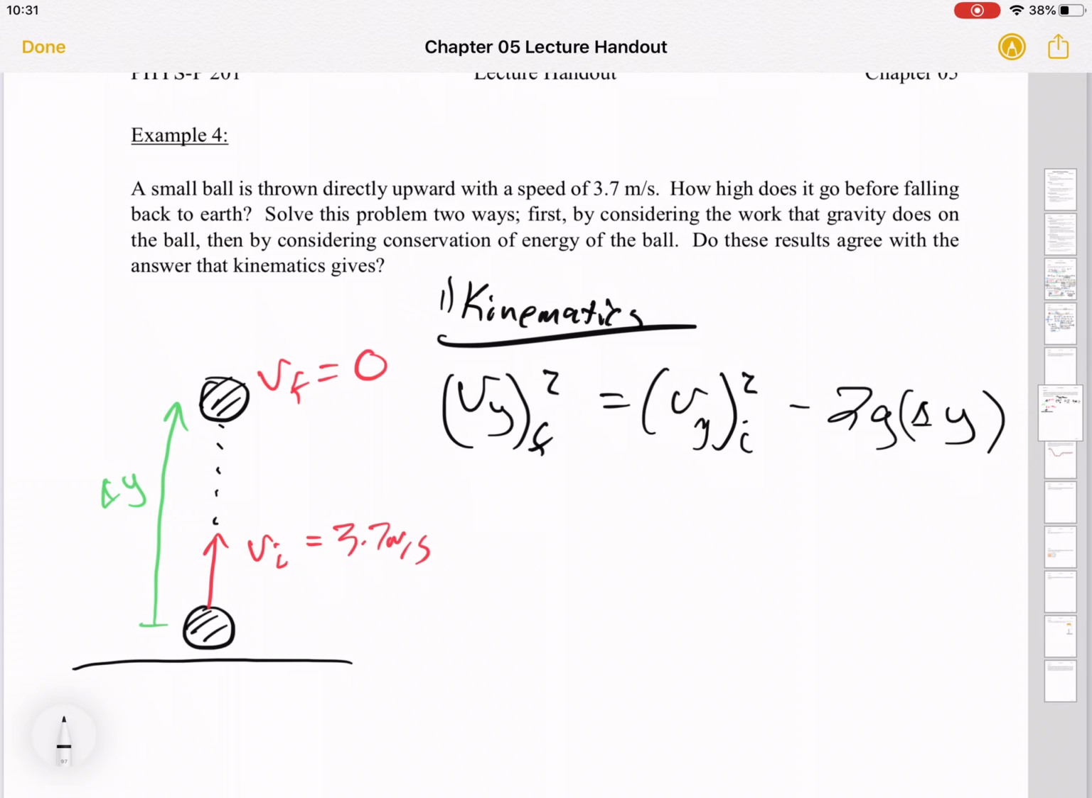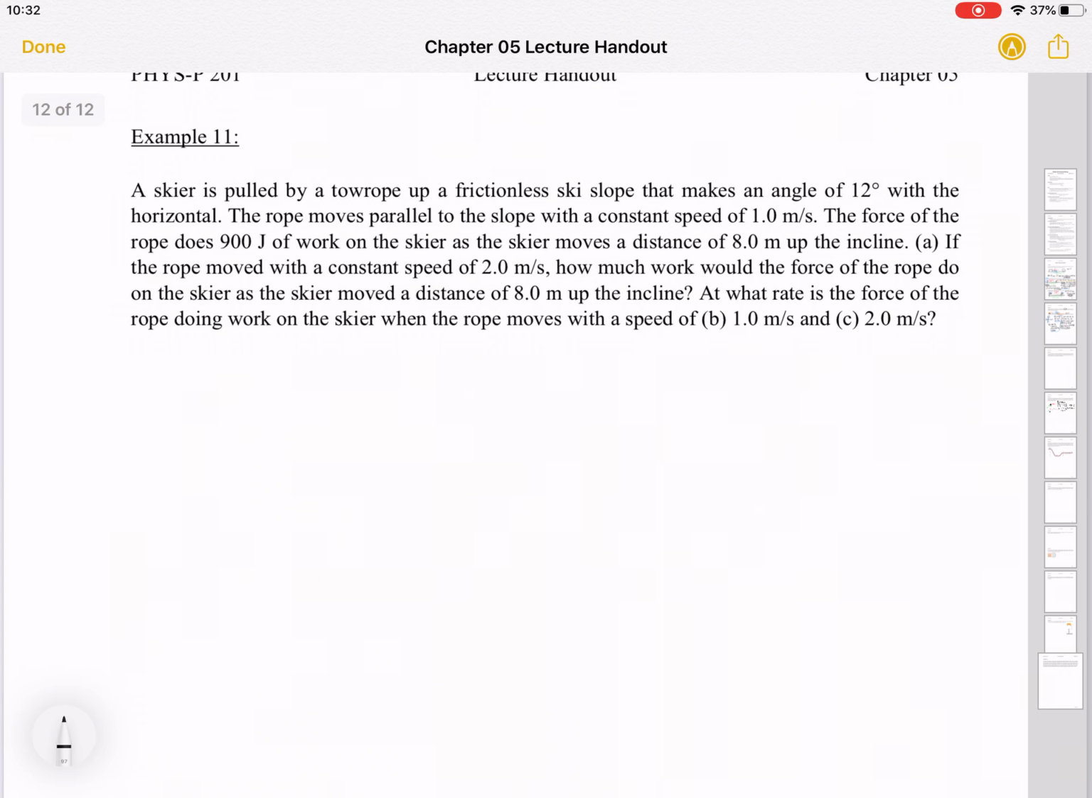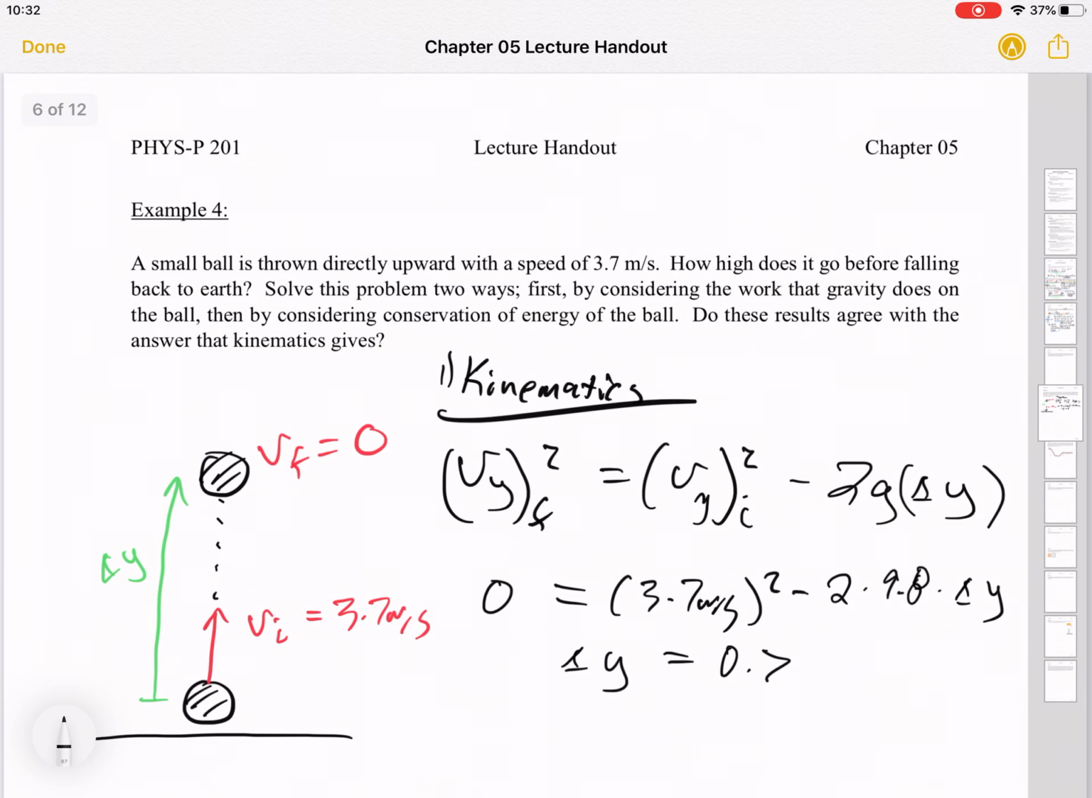I could use this to solve for delta y. Let's do that quickly. V final is 0. V initial is 3.7 meters per second, squared, minus 2 times 9.8 times delta y. I can solve that and get a delta y of, if I round it, I think I get 0.7 meters. Oops, 0.70 meters.